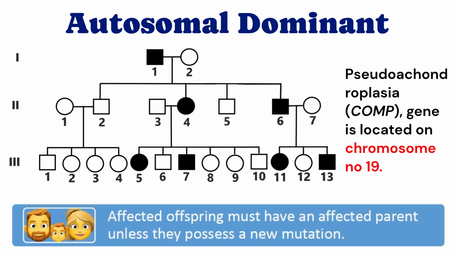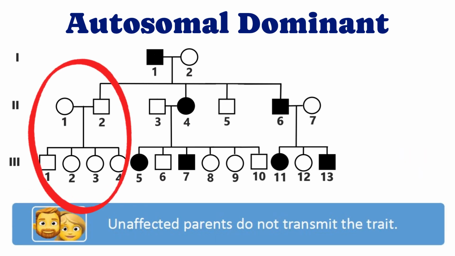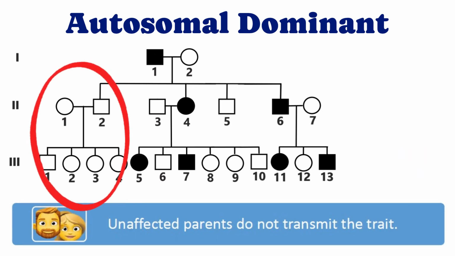Affected offspring must have an affected parent unless they possess a new mutation. When one parent is affected, that means heterozygous, and the other parent is unaffected, approximately half of the offspring will be affected. Unaffected parents do not transmit the trait.